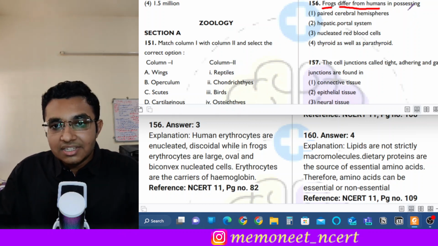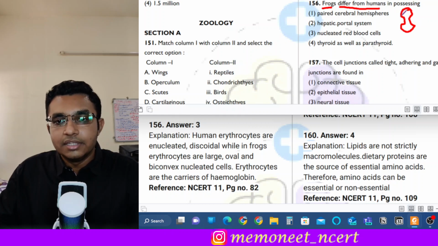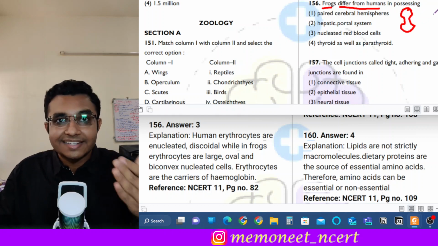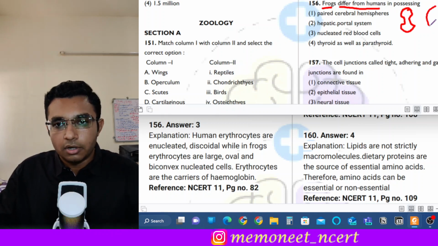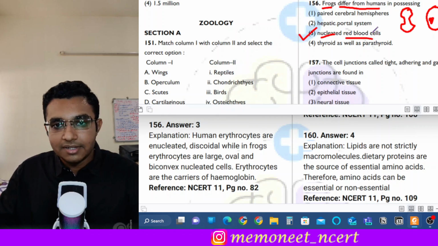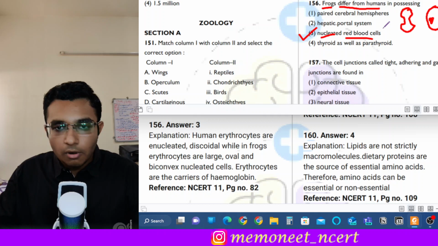See, in humans the RBCs are biconcave shaped. Okay, these are disc shaped, biconcave disc shaped, and they do not have nucleus. The mature RBCs in humans do not contain nucleus. That is a very important point. But in frogs it is exactly opposite. First of all, they are biconvex shaped, and they contain a nucleus. Okay, so nucleus is found in the RBCs of frog. So the correct option is option 3 because frogs contain nucleated red blood cells and humans contain enucleated red blood cells, means the RBCs of humans do not contain nucleus.